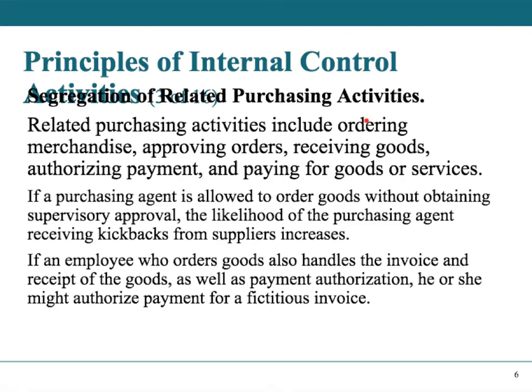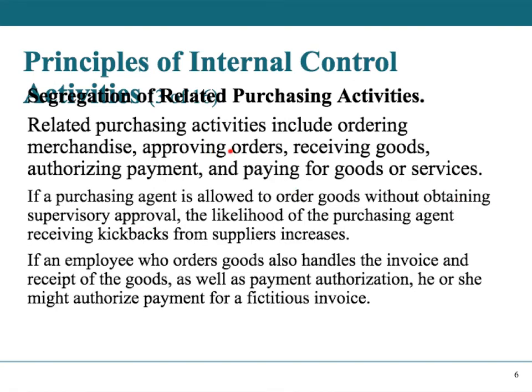They include ordering merchandise, approving orders, receiving goods, authorizing payments, and then actually paying for the services. So you can see how many different people you have to have on staff to be able to properly segregate related duties. And they give you a couple of examples. For example, if a purchasing agent is allowed to order goods without obtaining supervisory approval, right?